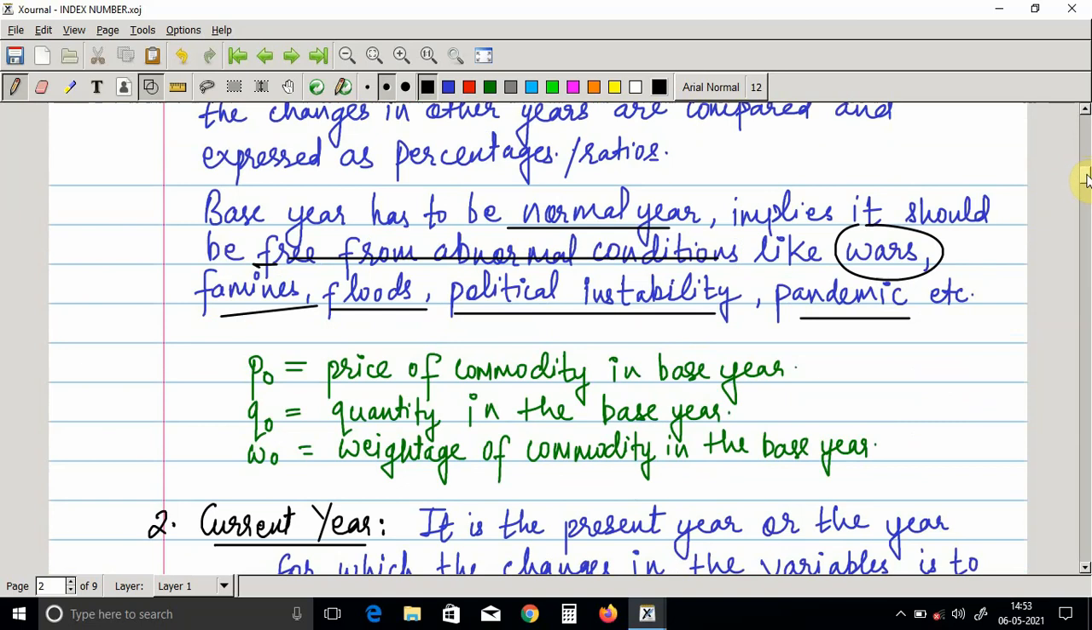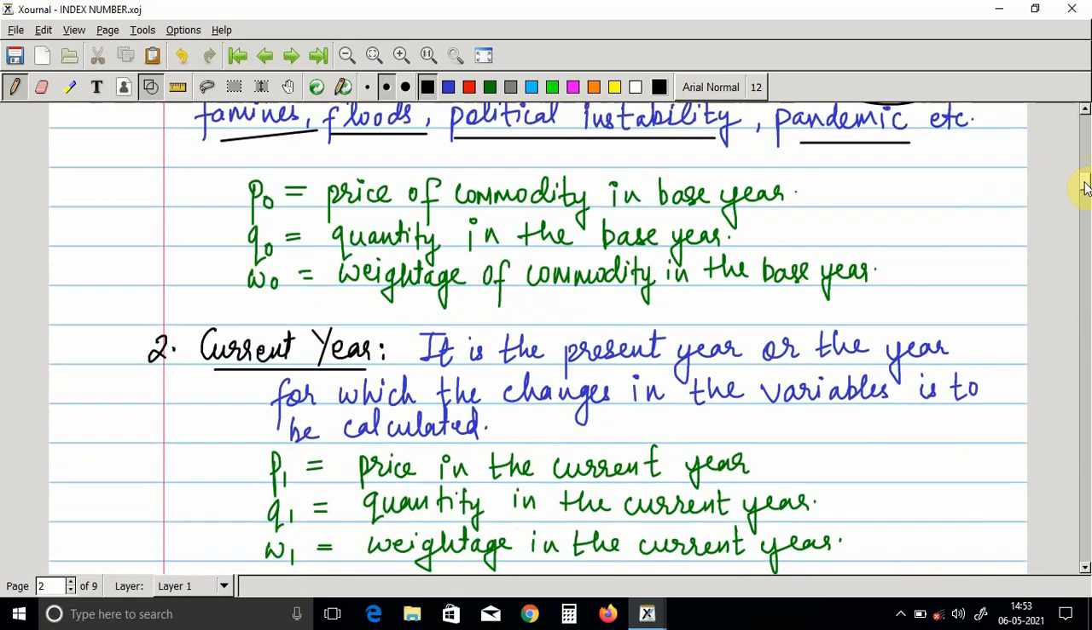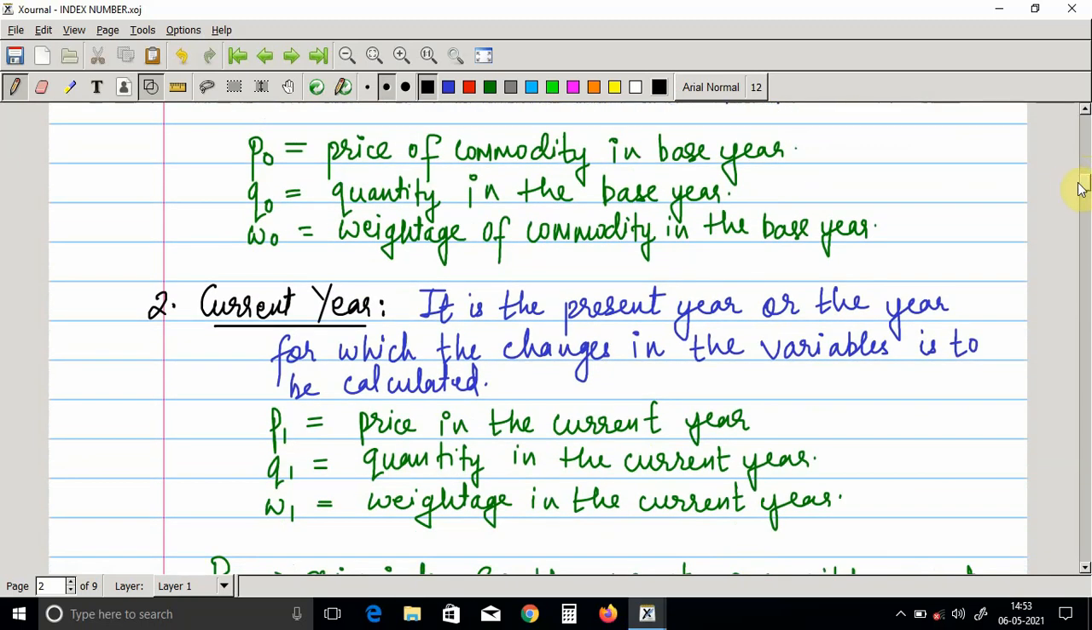So I cannot take 2020 as a base year for my future years, 2020, 2022, like that, because all the readings, everything is disturbed because of the pandemic. It's not a normal reading.